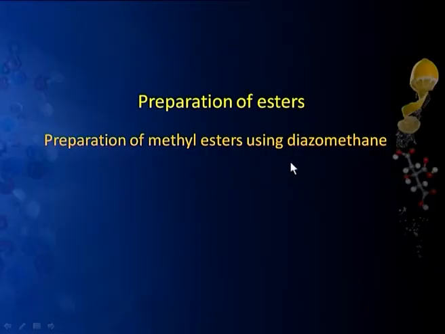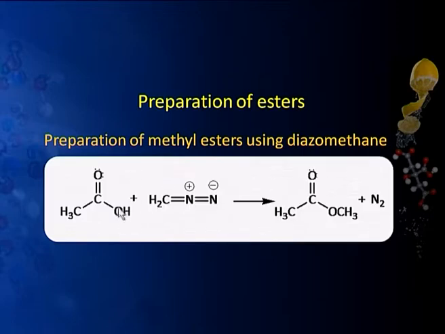Then there is a specific method which is used only for the preparation of methyl esters. The reagent used is diazomethane. Carboxylic acids undergo reaction with diazomethane where a methyl group gets introduced on the oxygen. Basically it is CH2 from the diazomethane which is being introduced in between the O-H bond. This bond breaks and we get OCH3 and nitrogen is lost. So these are various methods by which we can obtain esters.